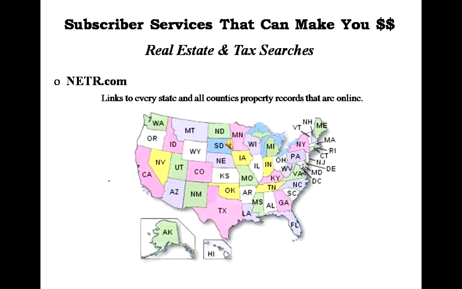Continuing with subscriber services, let's look at real estate and tax searches. The site that I prefer is netr.com. This has a link to every state and then to every county in that state and their property records. I have it listed under subscriber services because a lot of these will charge a small fee, somewhere around $1 to $2, to search property records. However, there are a lot of states that their counties do not charge a fee at all, and you'll find them for free. One example is the state of Tennessee. Tennessee's property search records don't cost you anything.